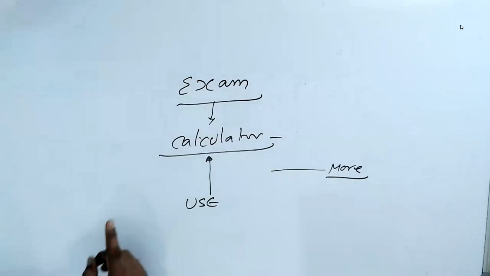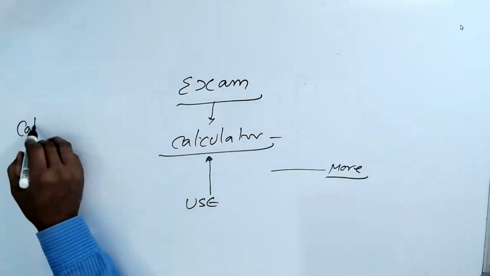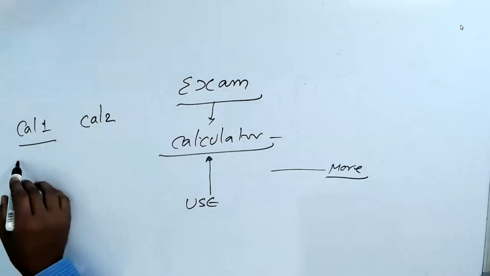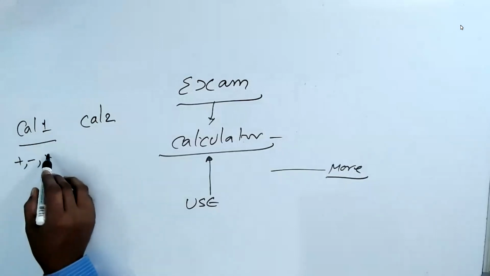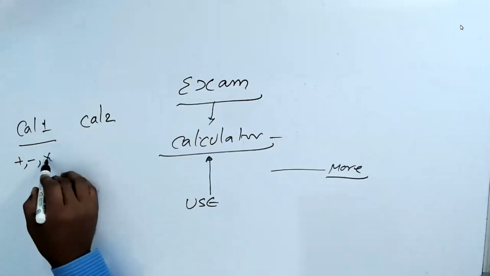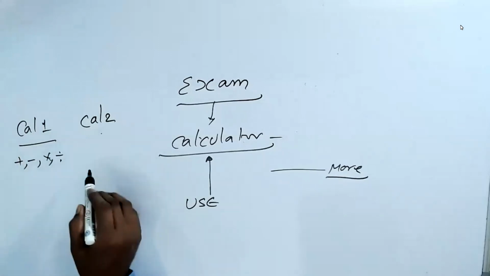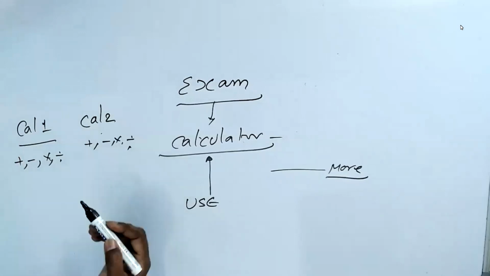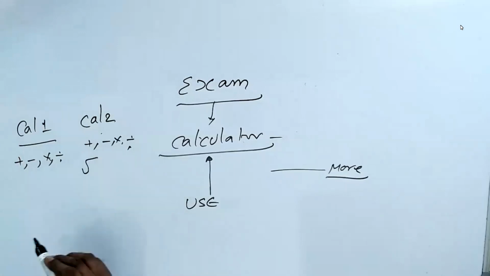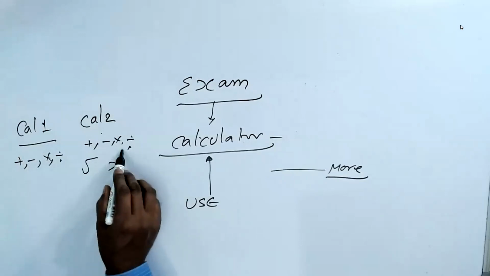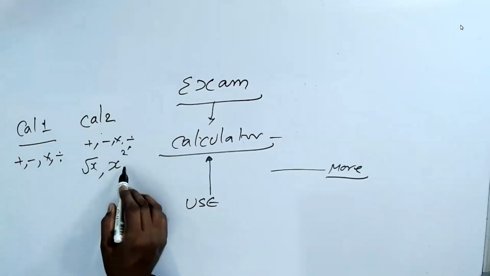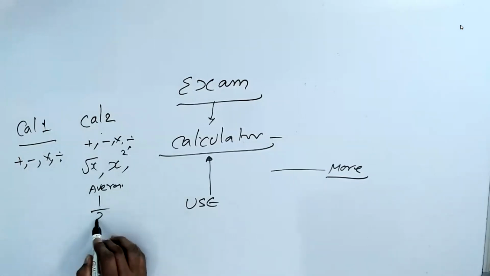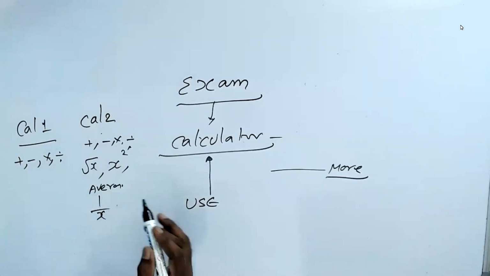For example, I have two calculators, calculator 1 and calculator 2. In calculator 1, I can do only addition, subtraction, multiplication, and division. In calculator 2, I can do all these things, plus I can do square root, square, average, and 1 by x. Let us assume that I can do all these operations.